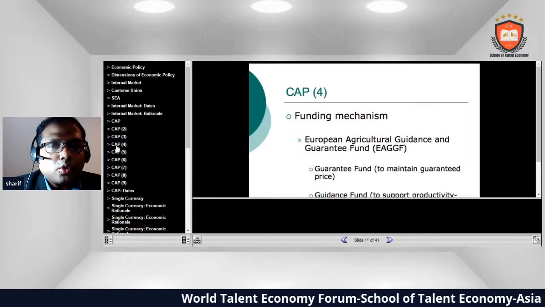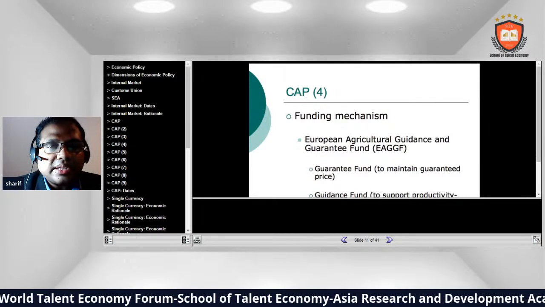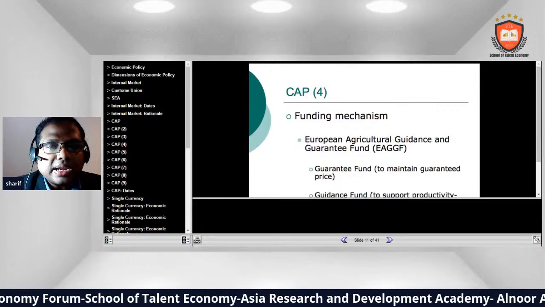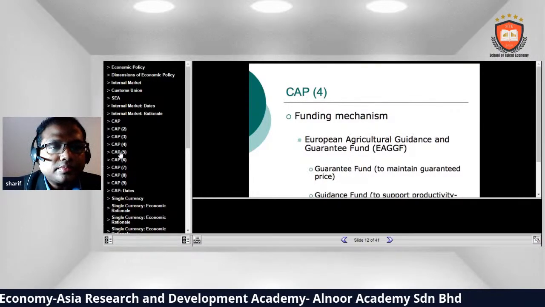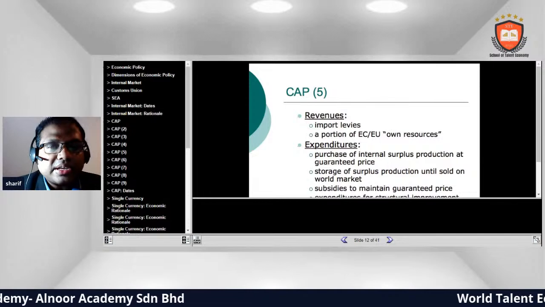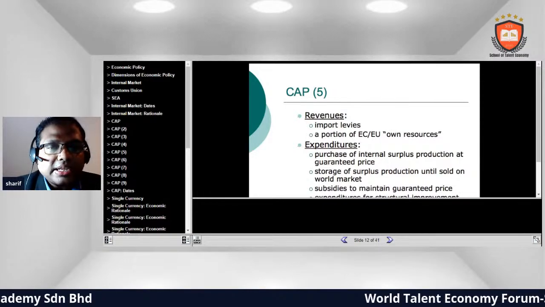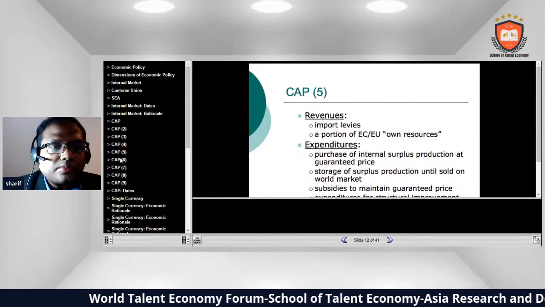CAP 4, funding mechanism: the European Agricultural Guidance and Guarantee Fund, with a guarantee fund to maintain guaranteed prices and a guidance fund to support productivity. Then CAP 5, revenue: import levies on imports into the EC or EU. Expenditure: purchase of internal surplus production at guaranteed price, storage of surplus production until sold on the world market, and subsidies to maintain the guaranteed price, and so on.